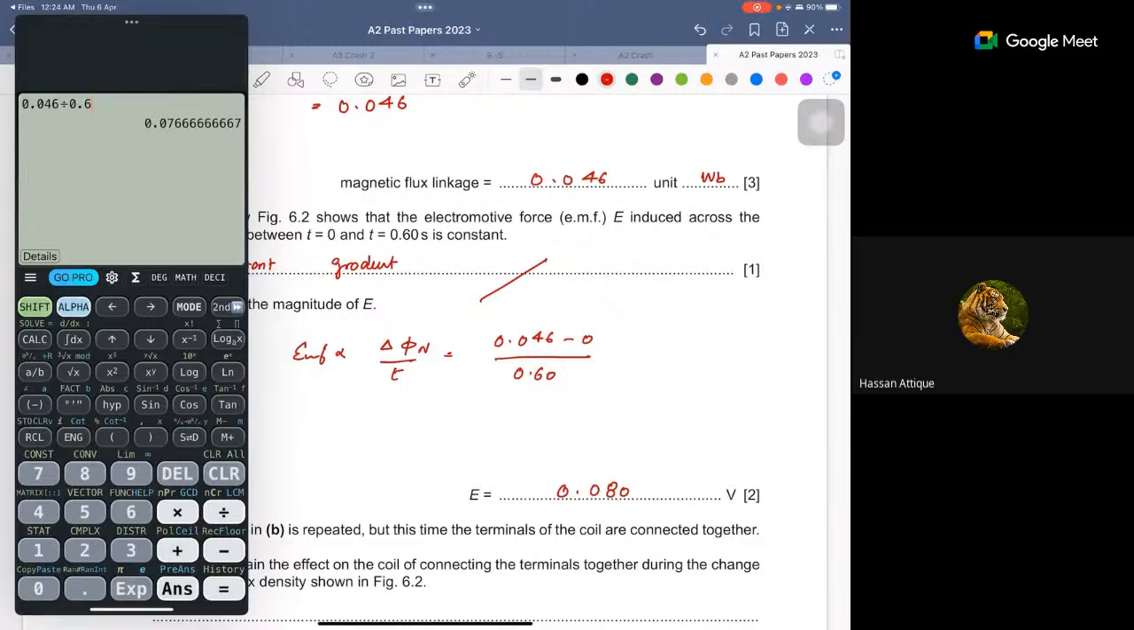Also, if you want to write it more precisely, even if you write this answer as 0.0767, that's also correct. Maybe 0.077, that's also correct.